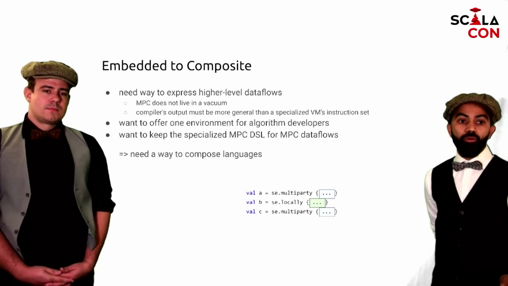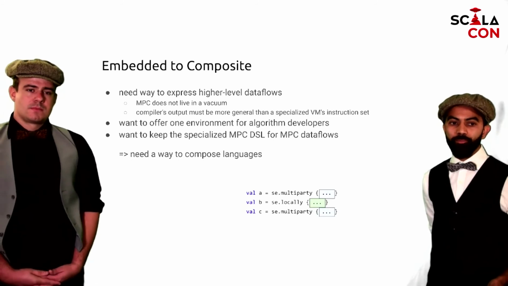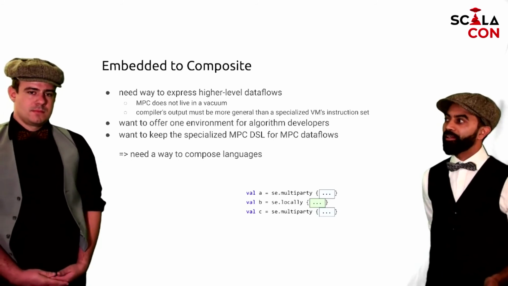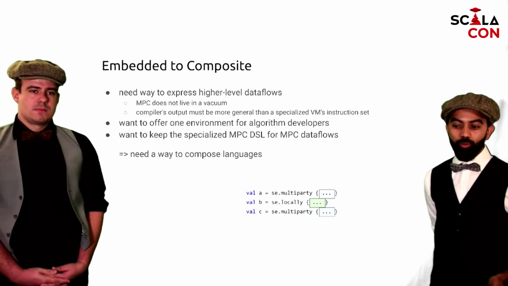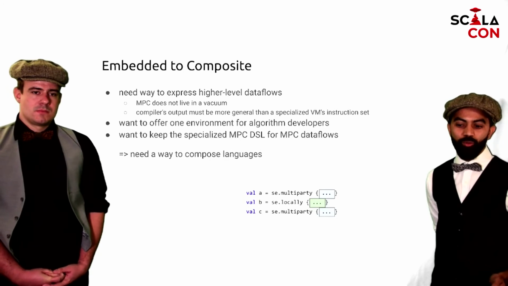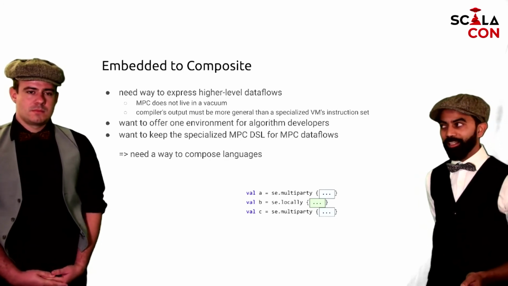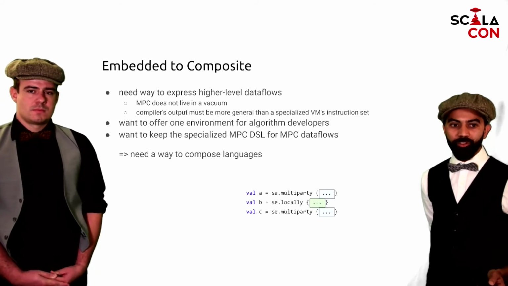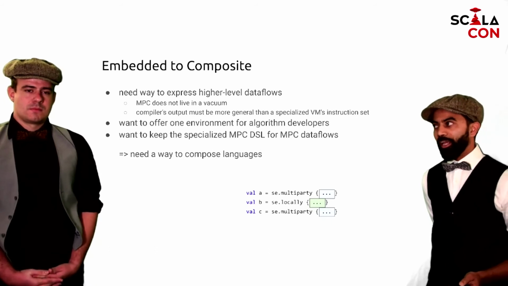And of course, the other requirement is that since our embedded DSL for MPC targets the proprietary VM that we have for efficiency reasons, we also needed to keep it that way. We also had users who had been trained for using this DSL for a long time and were very good at using it. So what we need is really a way to compose languages, right?